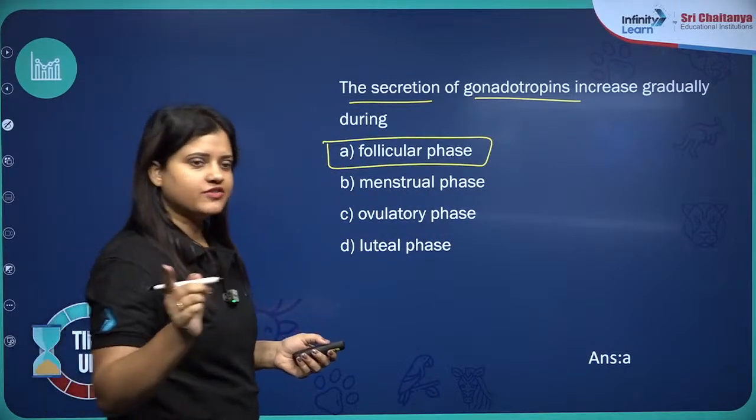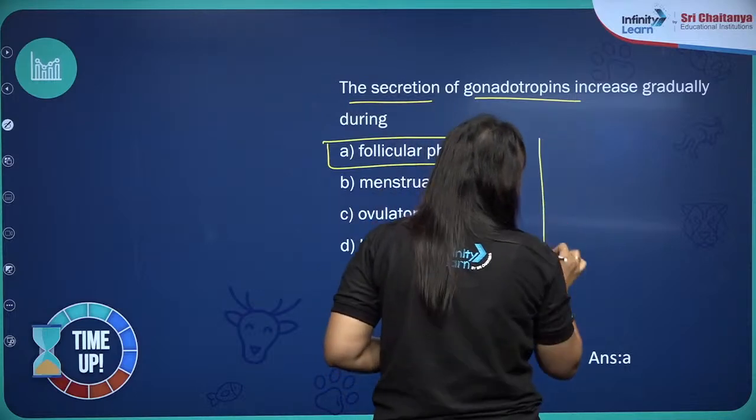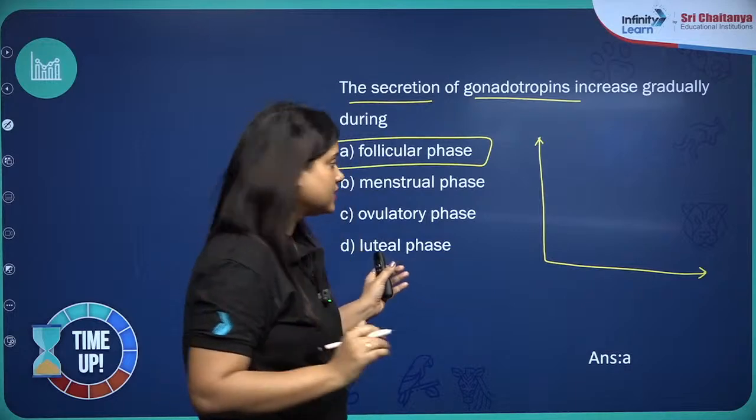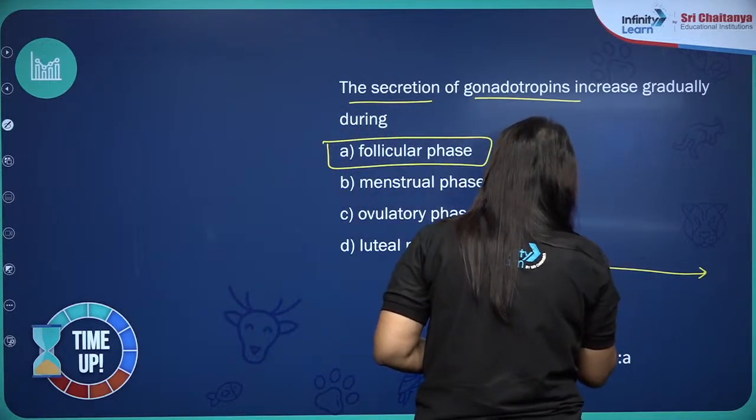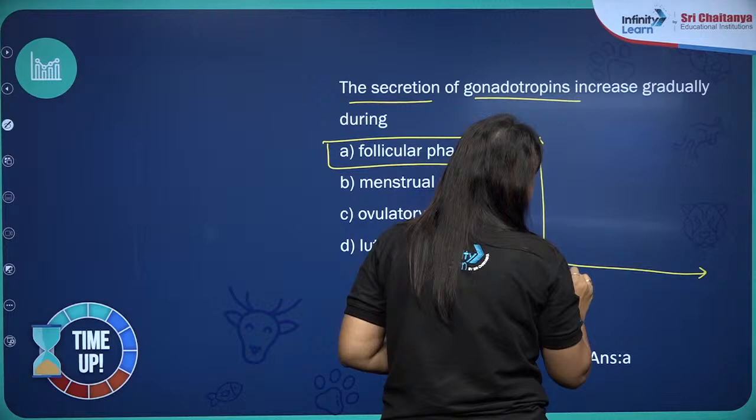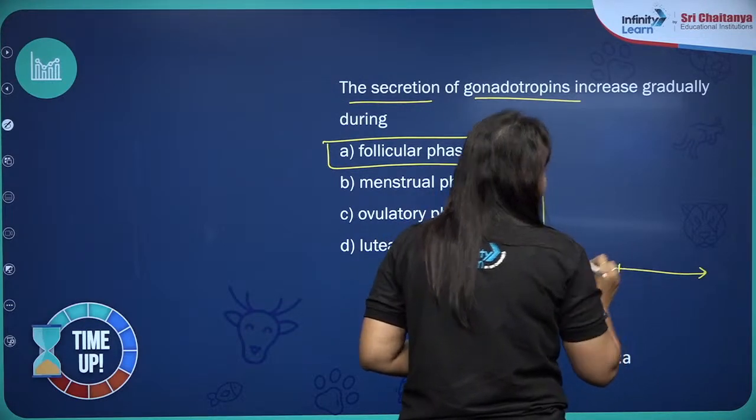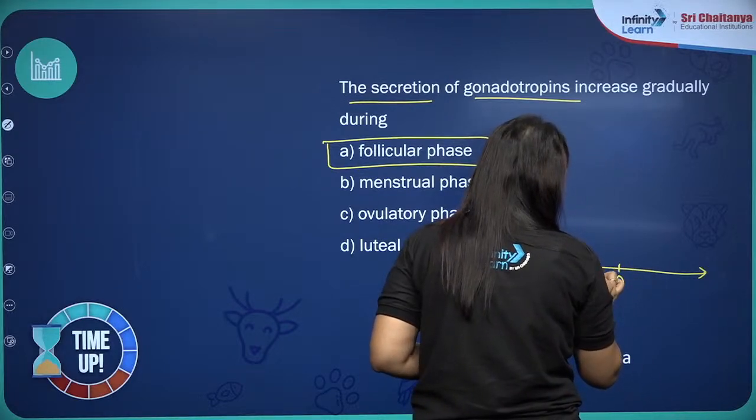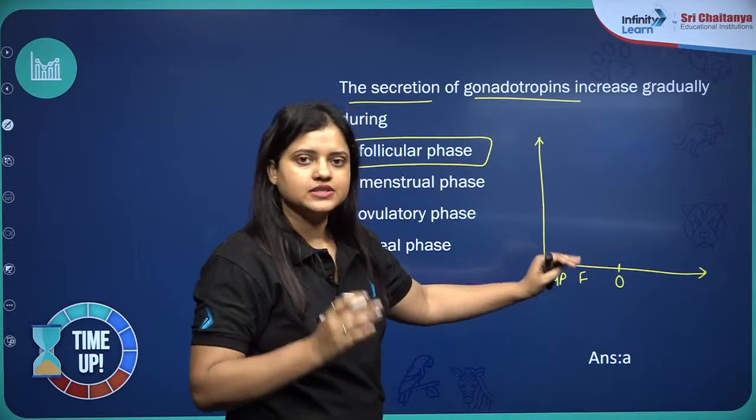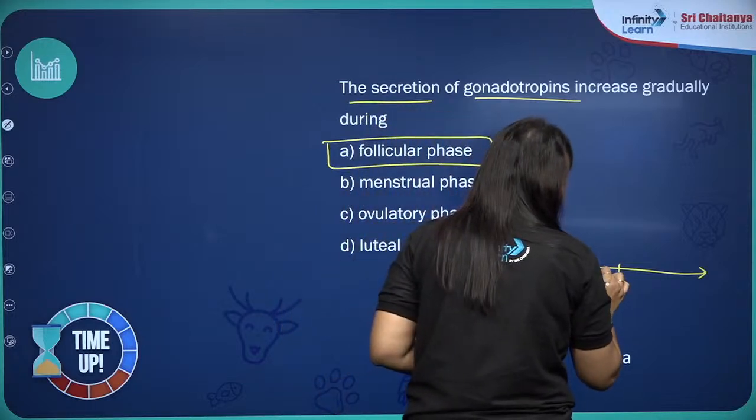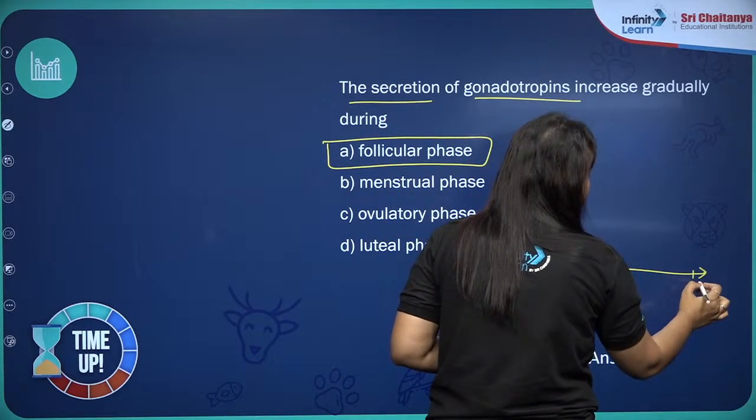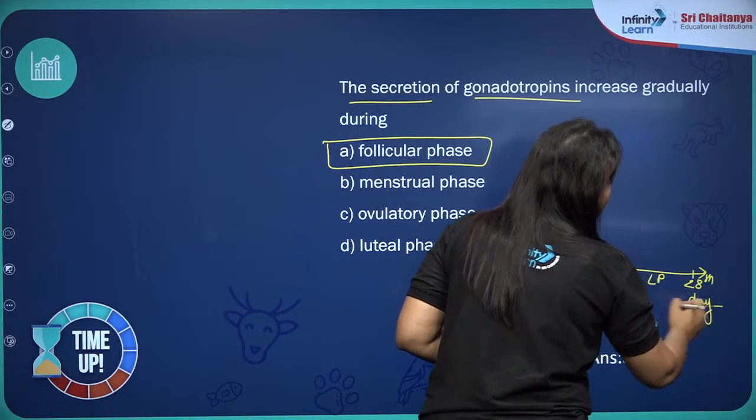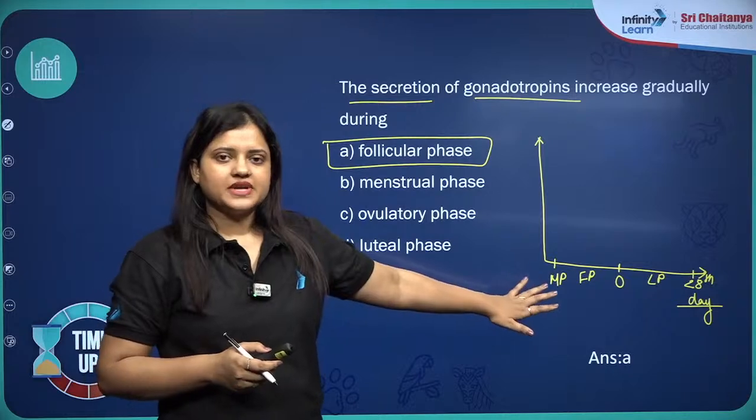Why is it follicular phase? Let me tell you. Suppose this is the graph of the menstrual cycle, we know that the first phase is the menstrual phase, right? Then at around the 14th day will be the day of ovulation, and the phase after the menstrual phase and till the ovulatory phase will be the follicular phase, and after that till the 20th day, this luteal phase is also termed as the secretory phase.